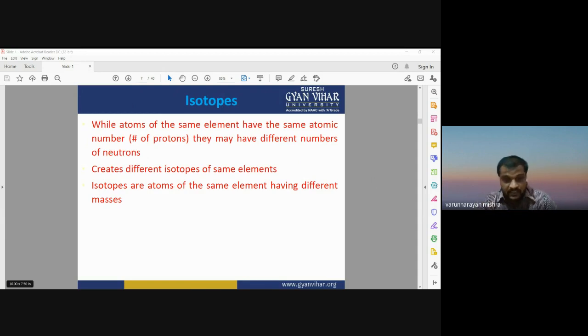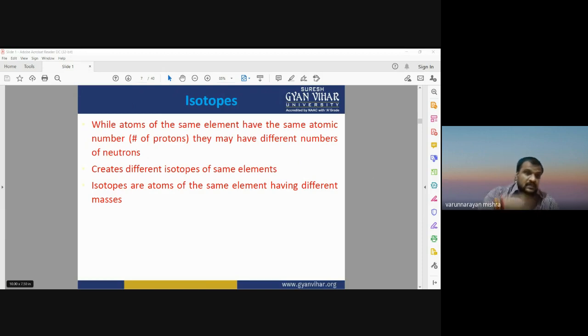If the element is X, then the isotope of element X may have a different number of neutrons. Although both have the same number of protons, so the atomic numbers are the same, in some cases they may have different numbers of neutrons. So depending on the different number of neutrons, we get different forms, that are known as isotopes. Isotopes are the atoms of the same element having different masses. So this is the basic difference between the element and isotope.